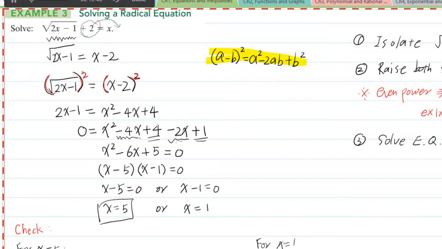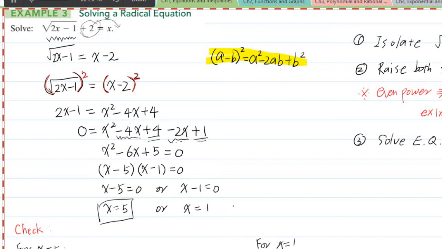Let's see if this is going to work. Again, this is not optional. This is required when you raise both sides to an even power. If you raise both sides to, let's say, the third power, then you don't have to do this. It's optional. So let's go back and put this back in.